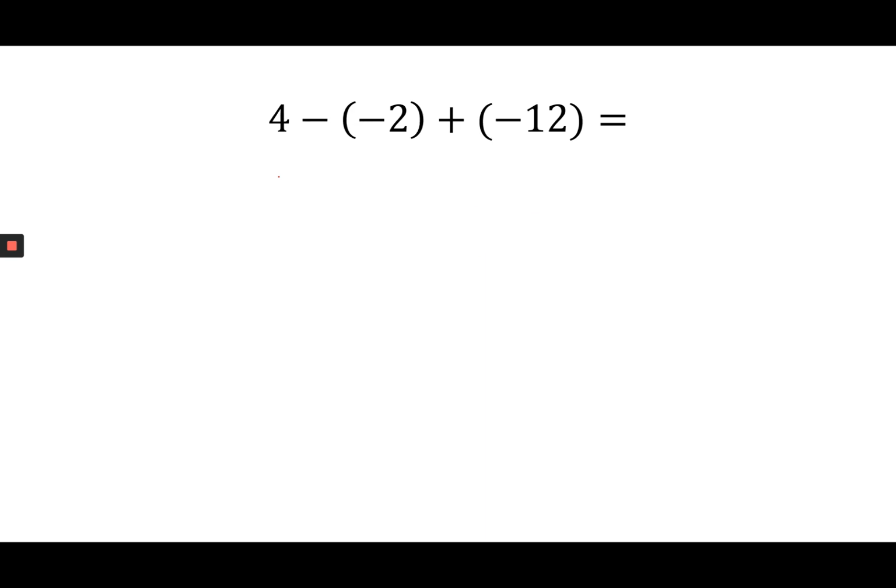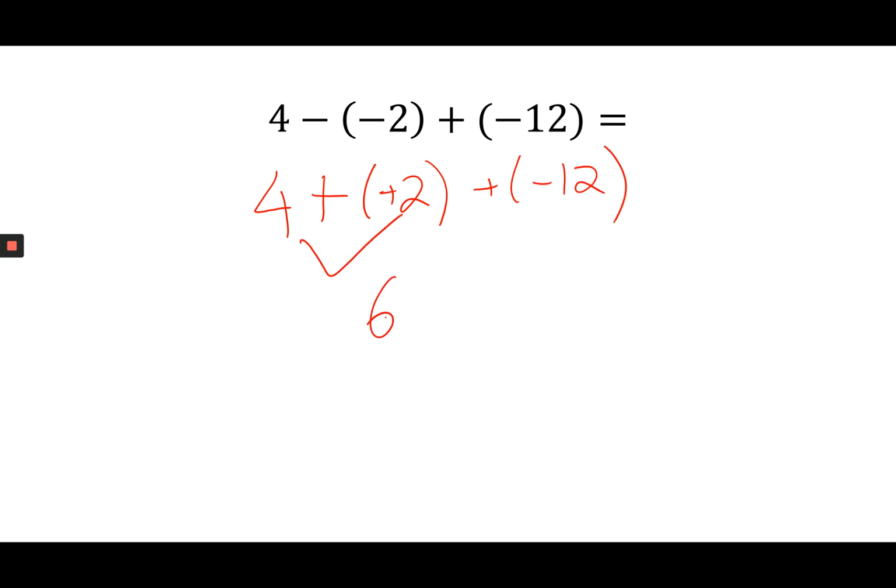Subtraction means adding the opposite. So it's going to be 4 plus 2, right? And then plus -12. And 4 plus 2 is 6 plus -12. Their signs are different. If their signs are different, the big one, 12, is going to determine the sign. 12 minus 6 is -6.